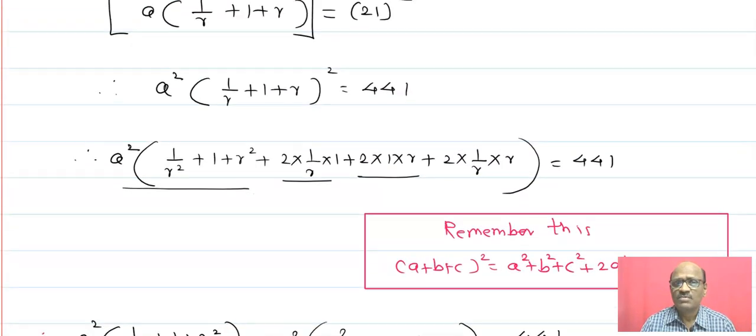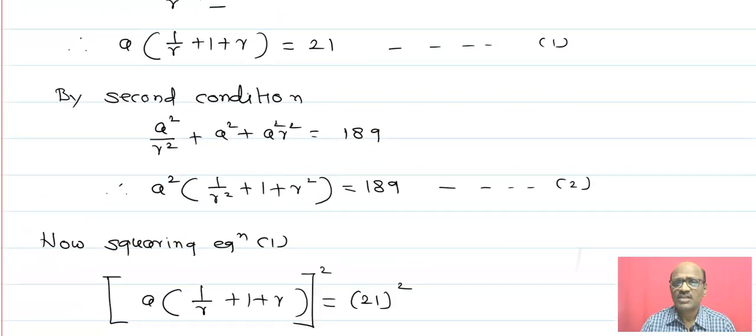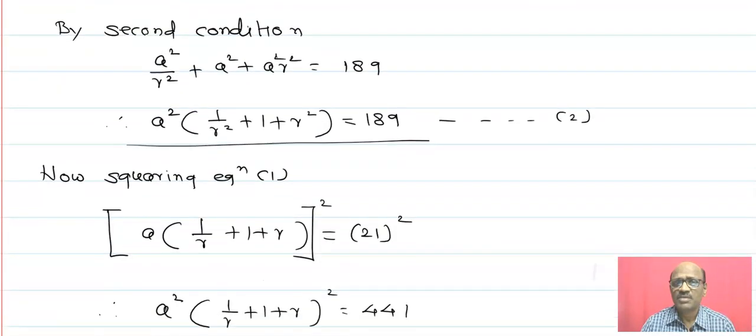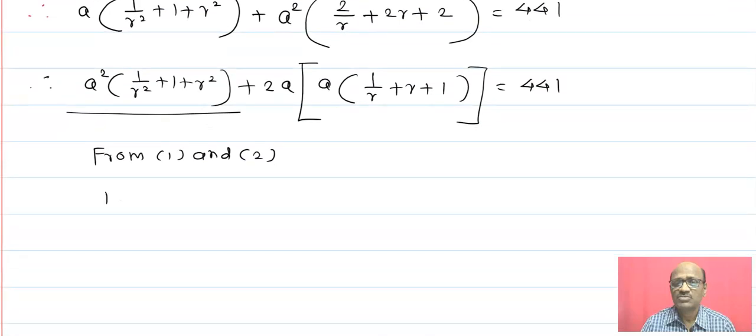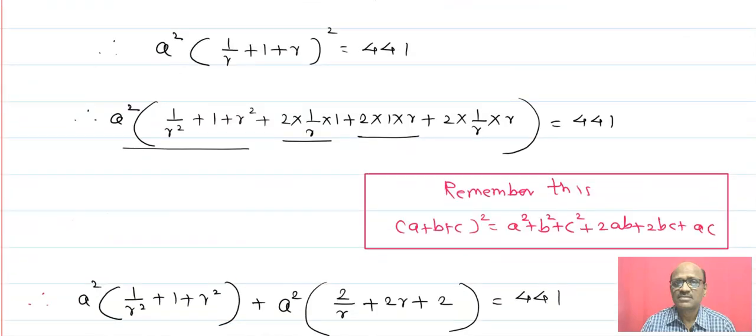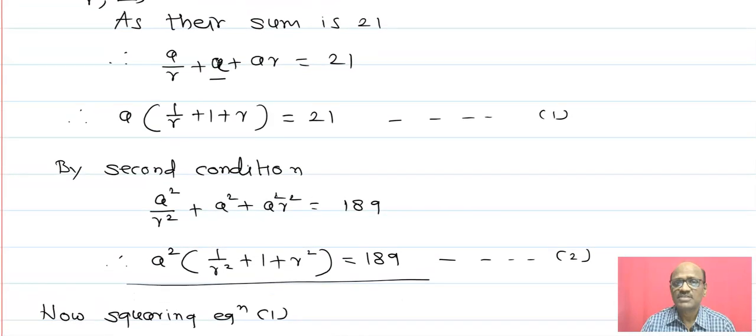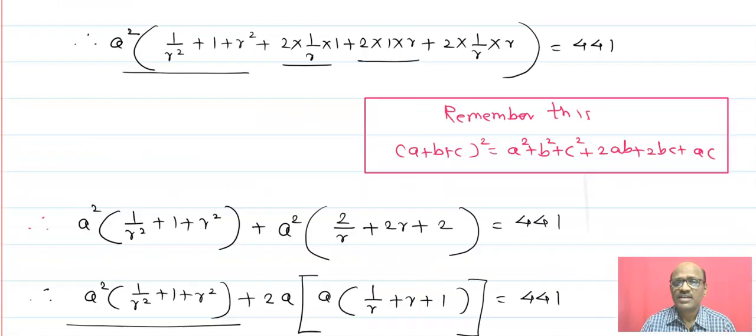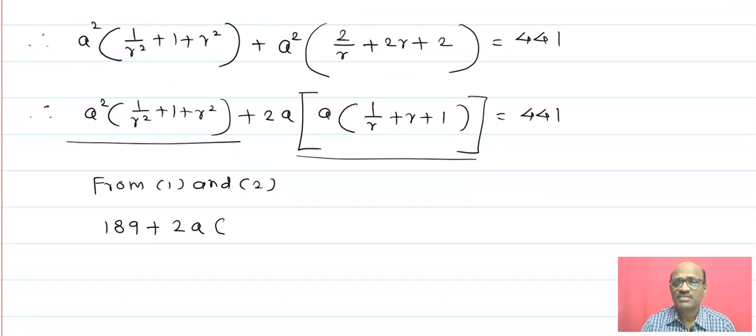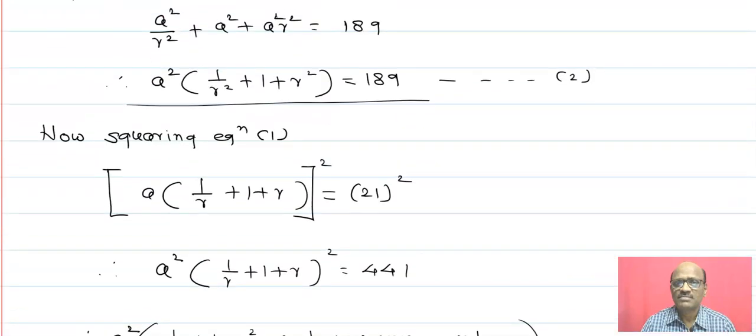Now from 1 and 2, what are the values? a in bracket 1 upon r plus 1 plus r is equal to 21. Now this value is, from the second, the value is 189, and from the first the value is 21. That is equal to 441.